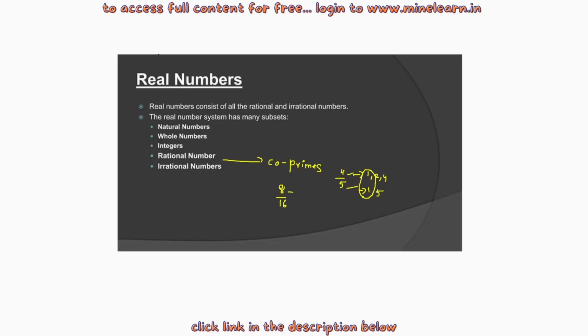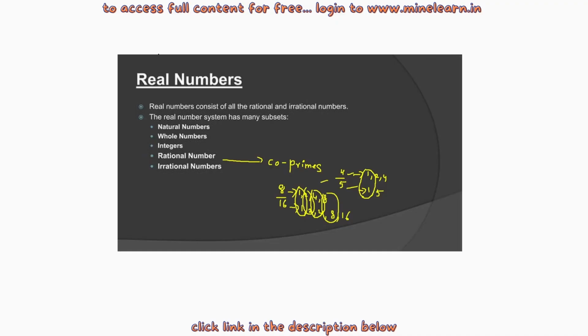Now what are the factors of 8? 1, 2, 4, 8. Now consider the factors of 16. 1, 2, 4, 8, 16. Now what are the common factors in these two? 1, 2, 4 and 8.